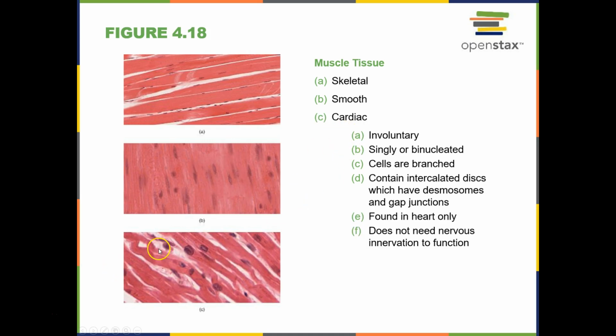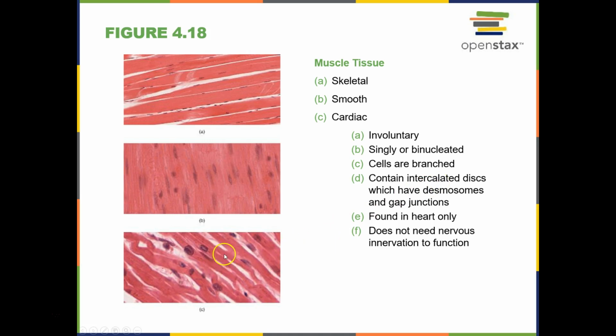And then we have cardiac muscle. That's this one down here. This one is also involuntary, like smooth muscle. Can be singly nucleated or binucleate, so more similar to smooth muscle again. But the cells are branched in cardiac muscle. That's one of the big tells that it is cardiac muscle. They contain intercalated discs.